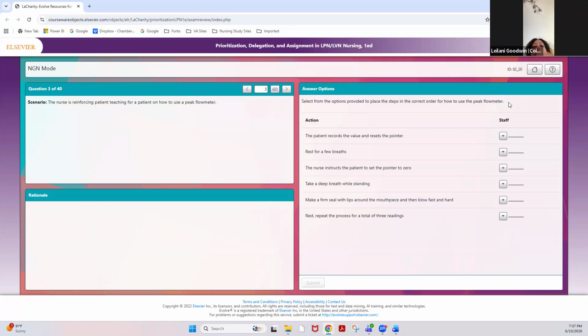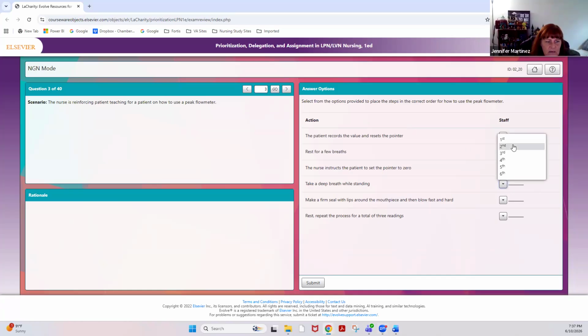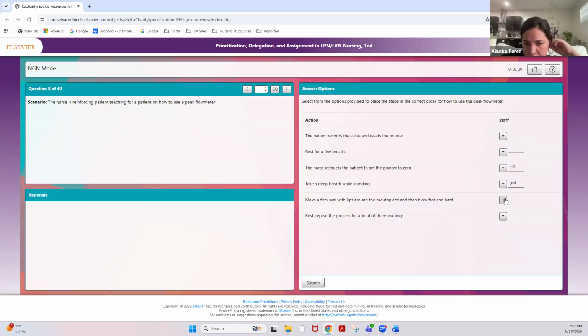The first thing you would want to do is instruct the patient to set the pointer to 0. That will be first. What do we do after that? Take a deep breath while standing. What's after the deep breath? Make a firm seal. Make a firm seal. Then what?